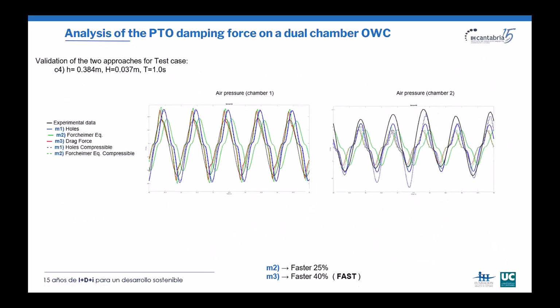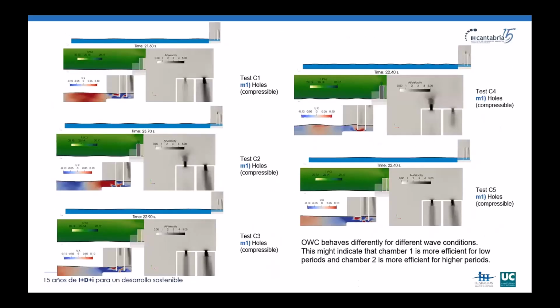For another case, I'm just plotting here the pressure in the first chamber and the second chamber, and we have a good agreement as well. And as before, we just added here the compressibility of the air. We are obtaining the same results. So chamber 1 is more efficient for low periods, and chamber 2 is more efficient for high periods.